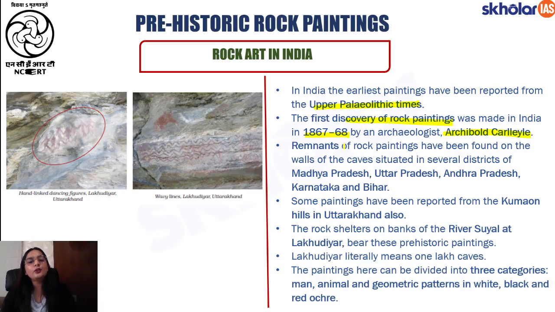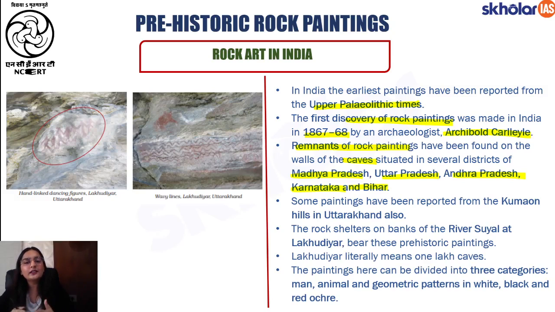Now students, we are going to talk about the areas or the states in which these rock paintings were found. Having said that, there are many remnants of rock paintings in the cave clusters that are situated in states such as Madhya Pradesh, Uttar Pradesh, Andhra Pradesh, Karnataka and Bihar. So you have to remember the names of these 5 states, because the rock paintings, the earliest remnants, have been found in the cave clusters that are located in these states.